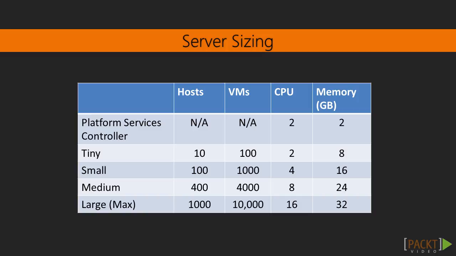And as you can see, it scales all the way up to the max, which is 1,000 hosts with 10,000 VMs. That will require 16 CPUs and 32 gigs of RAM. And if you did that on the unified embedded deployment model, then you'd need to add 2 CPUs and 2 gigs of RAM to that. So you'd be at what, 18 CPUs and 34 gigs of RAM.